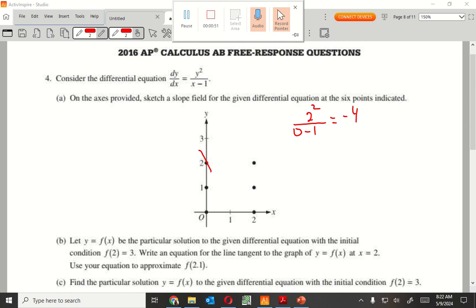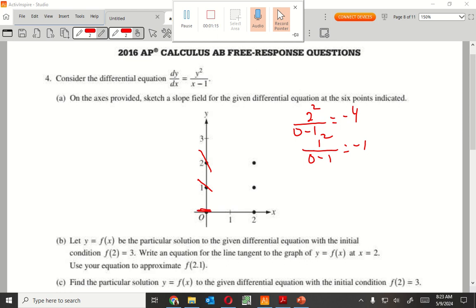Next one. It is going to be 0 for the x and 1 for the y. My slope is -1. And next one, 0 for x, 0 for y. So that slope is 0.